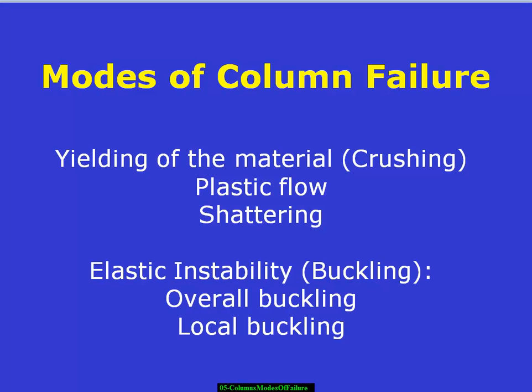We can have overall buckling of a column because the column is too long and slender to be stiff enough to keep itself under the load. Or we can also have local buckling where part of the column gives up, and at that point it transfers its load to another part of the column that's still there. And depending upon how high that load is and how strong the remaining part of the column is, it may or may not fail.